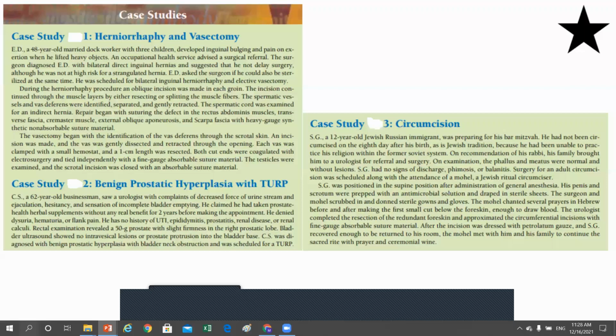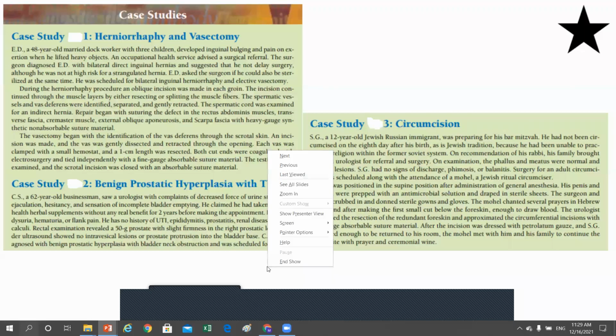Are you familiar with the word prone? P-R-O-N-E. Prone is the position when we face down. Supine is the position when we face up, lying on our back. If we are lying on our face, with thorax and stomach down, our back is above. So this is the prone position. You do not have to be familiar with this, but the terminology you have to be familiar with. So these are the three cases.